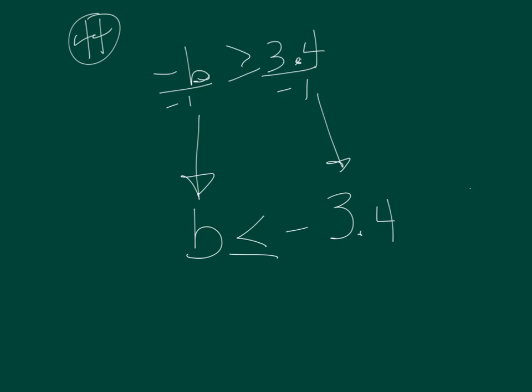What's -b divided by -1? Well, we change the signs, and negative b over negative 1 gets us to b. What's 3.4 divided by negative 1? Well, it's negative 3.4. And remember, we have to flip the inequality because why? We divided by a negative number.